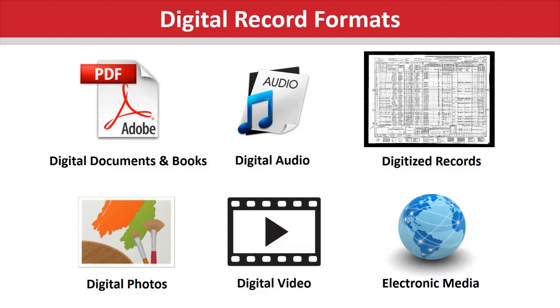That was just physical. We also have digital record formats. This includes digitized documents and books or born digital documents and books. The difference being, born digital is something that was made on a computer. Digitized, on the other hand, is something that started life in physical format and was scanned into a computer. We also have digital audio, digital photographs, digital video, and then electronic media, which is just kind of an all-encompassing term for social media as well as websites, all kinds of things like that.